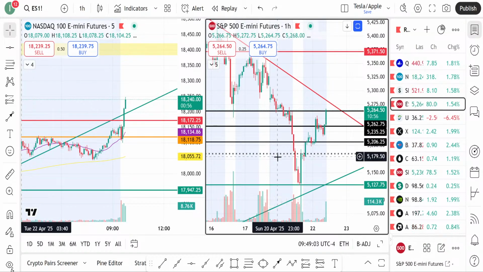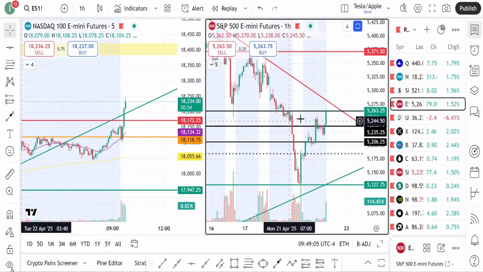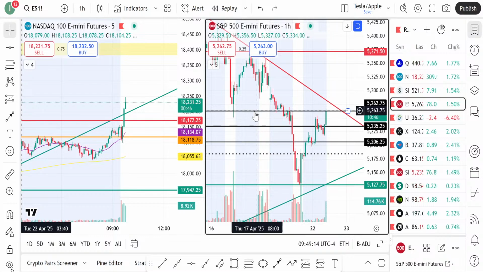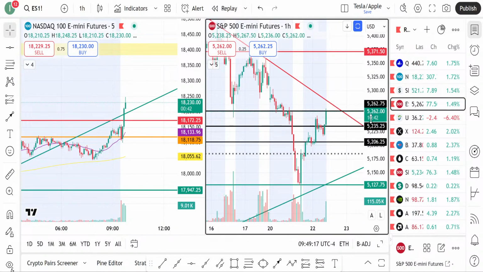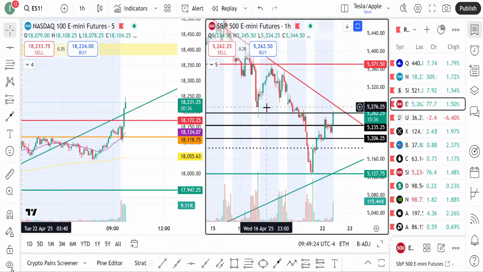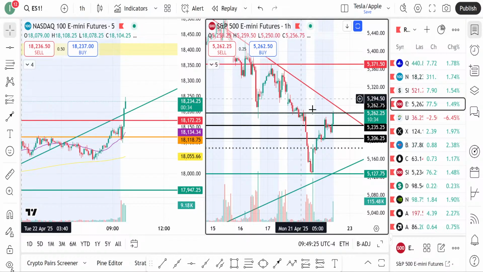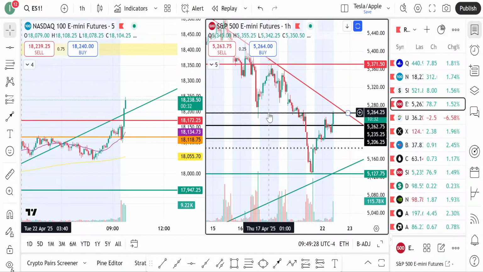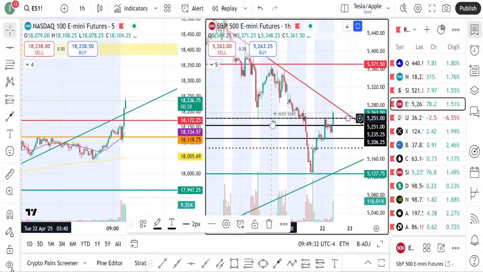And notice I'm trying to do the best I can to keep my chart nice and clean. I don't like to have too much clutter on my chart because then I can't see where price is going. It's just like keeping your room clean. You want to keep your charts clean so you can see support, resistance, and clearly where price is going. You have a key level right here.